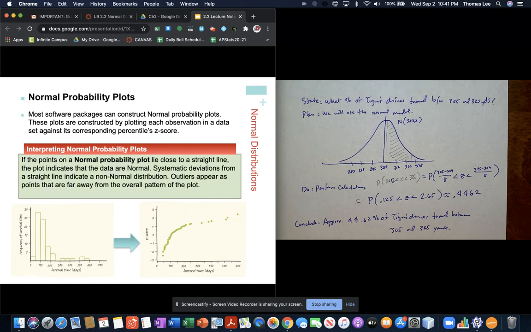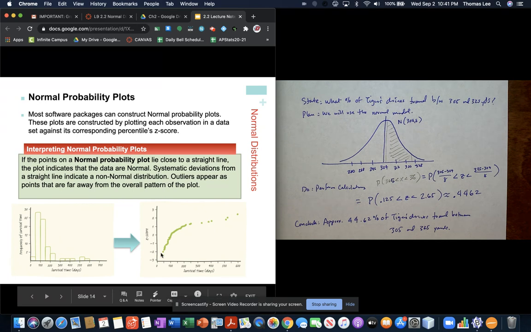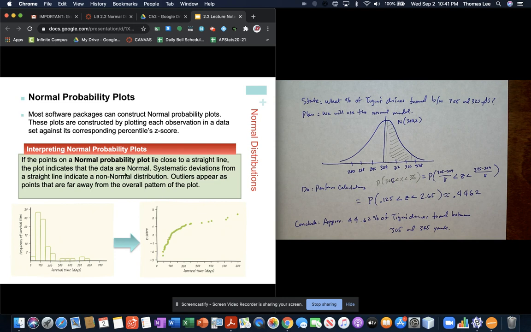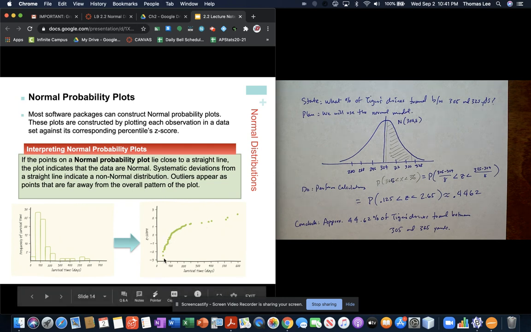Okay, so when you're reading a normal probability plot, if the points are close to a straight line, the data are roughly normal. Systematic deviations from a straight line indicate a non-normal distribution. This is systematic, right? Math students, you could probably figure out a nice formula for this curve.